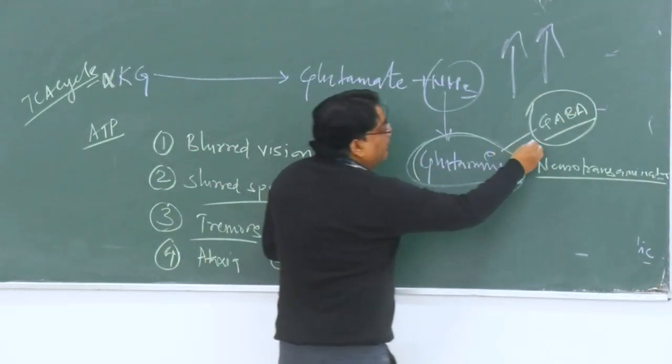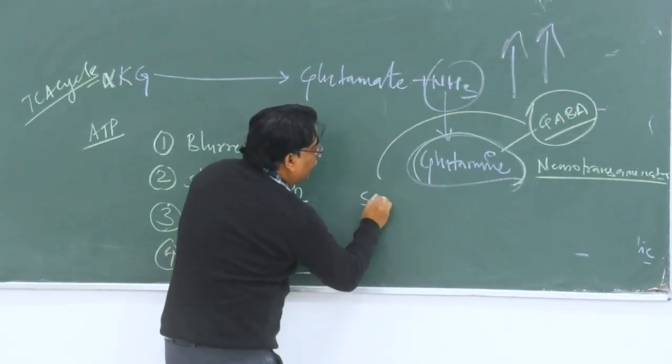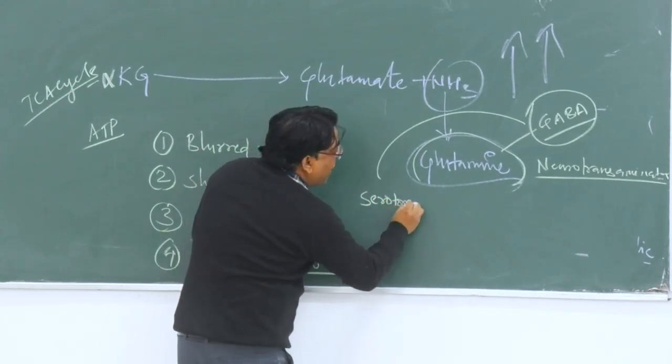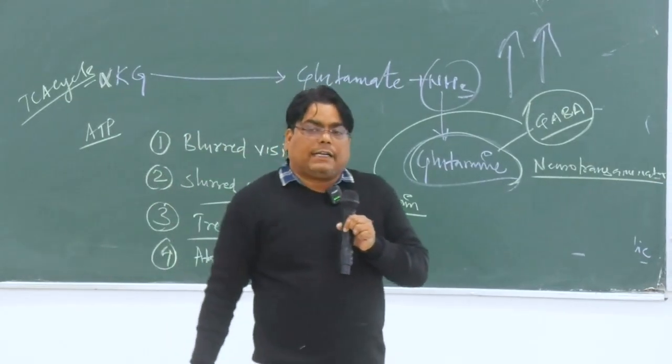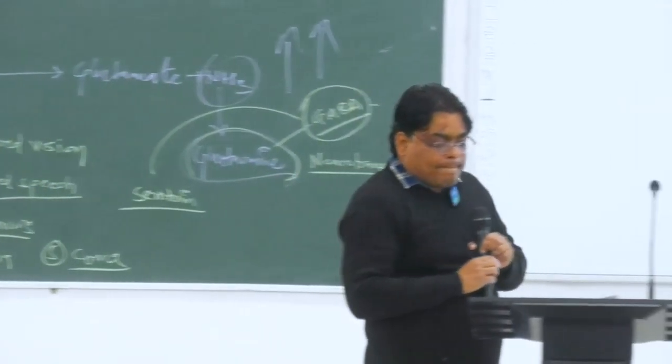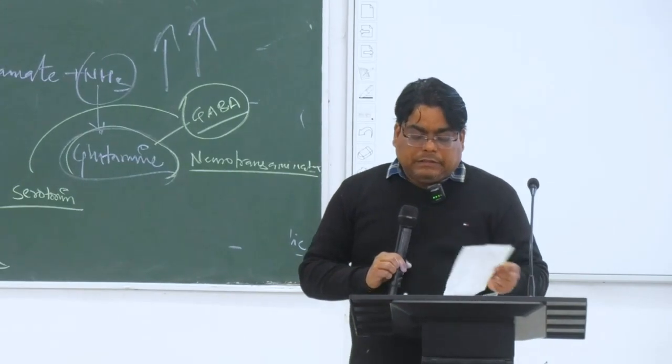And second, from the GABA, there is a formation of serotonin. And this serotonin also alters the function of neuron cells. Okay?